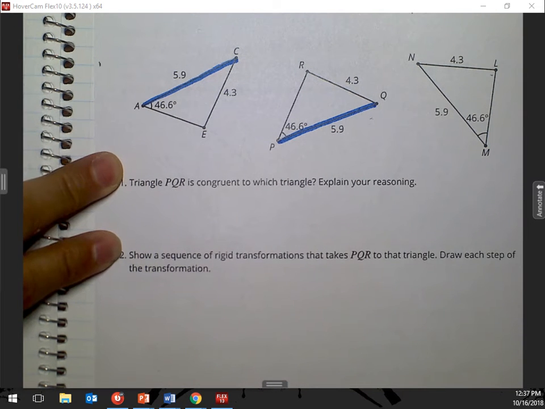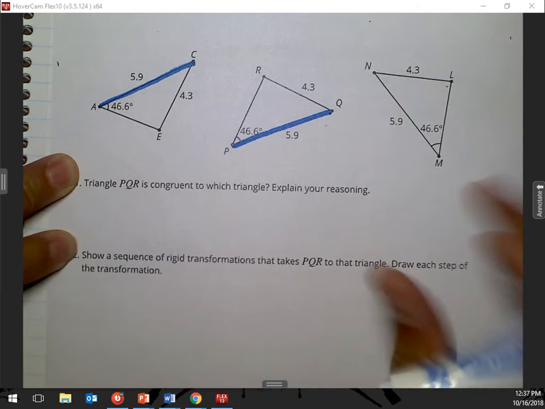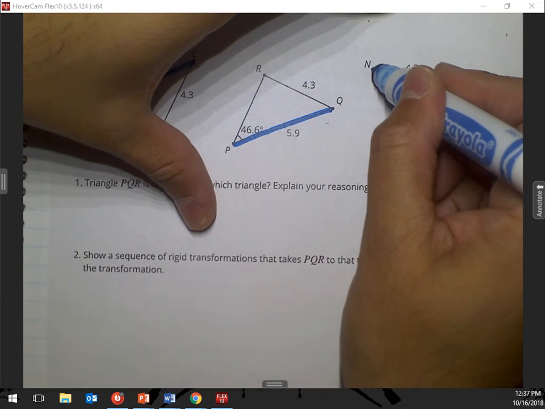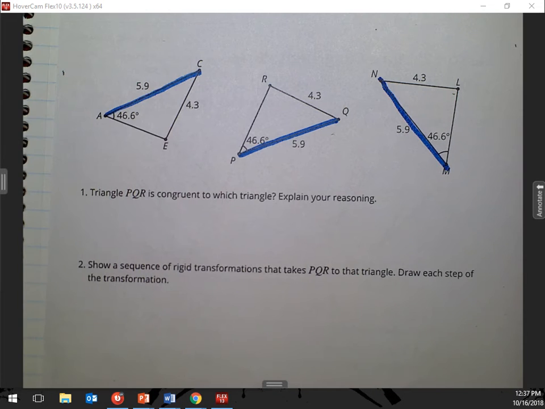Now, in this triangle right here, that is also congruent to which one? Both of them, L and M, isn't it? Okay, so now that's just the start. We just started that right there. So I have those. Next one.